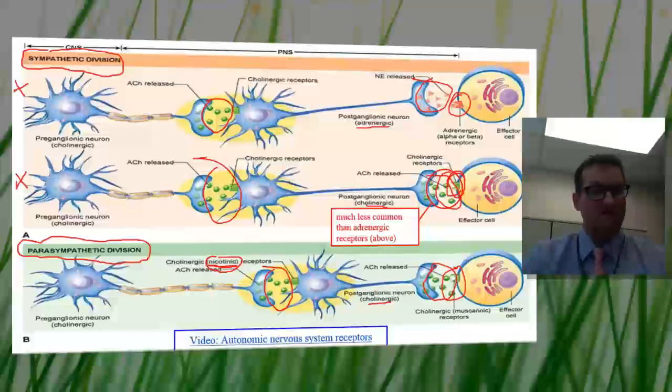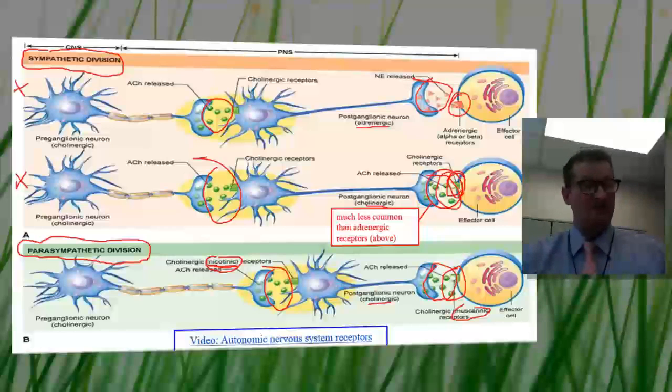Then you have muscarinic receptors, which are all postganglionic parasympathetic here, and these are all parasympathetic postganglionic receptors. While the parasympathetic system has only cholinergic postganglionic fibers and muscarinic receptors, the sympathetic system has both adrenergic and cholinergic, as I've mentioned several times.